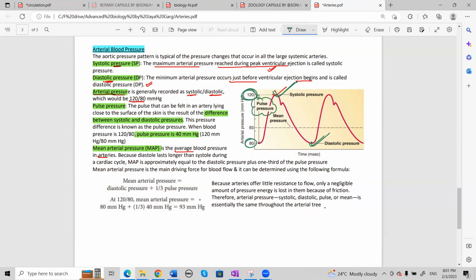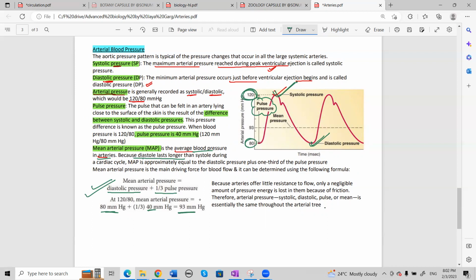And the mean pressure is an average blood pressure, but see, the value is shifted more towards the diastolic side, not towards the systolic side. Why? Because the diastole lasts for a longer time. That is why it is shifted towards the diastolic side. Now, how do we calculate it? The formula is diastolic pressure plus 1/3 of the pulse pressure. If the diastolic pressure is 80 and 1/3 of the pulse pressure, 40, is about 13, it comes out to be 93.